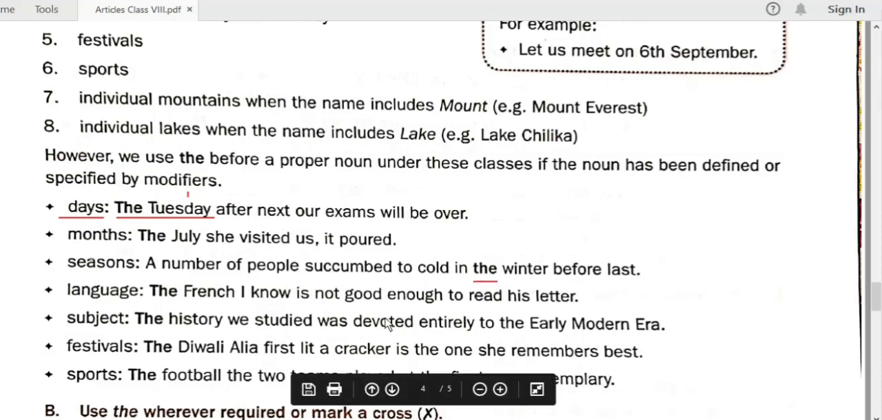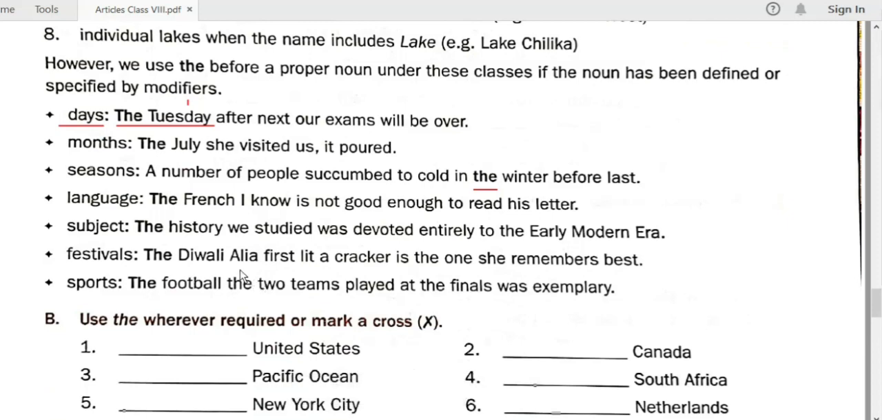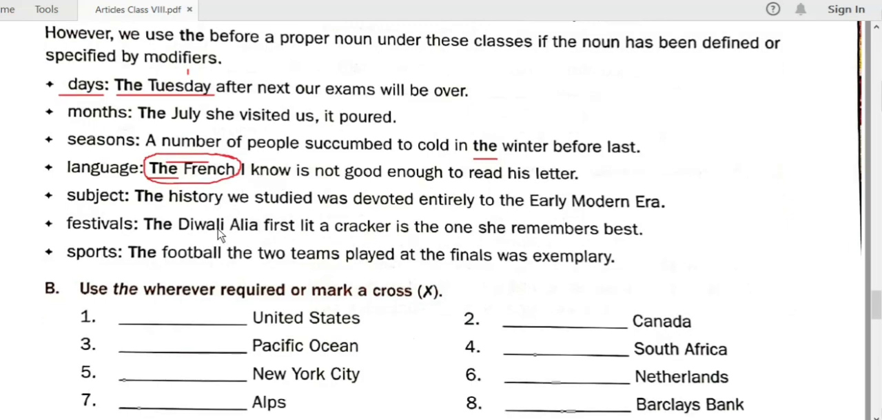Here, and everywhere, when it becomes a specialized or a particular sense, there we use the before it. Like here, the French I know is not good enough to read the letter. Here, this means the French is not the inhabitants of France. Here it refers to the language only. The French I know is not good enough to read this letter.